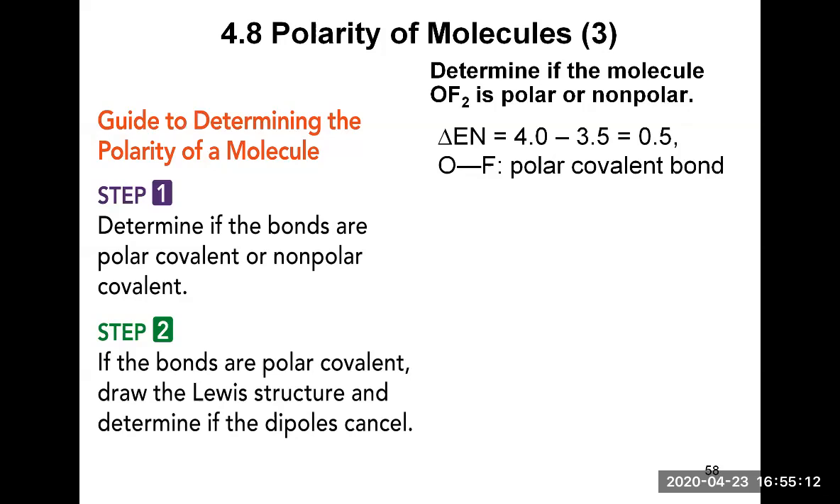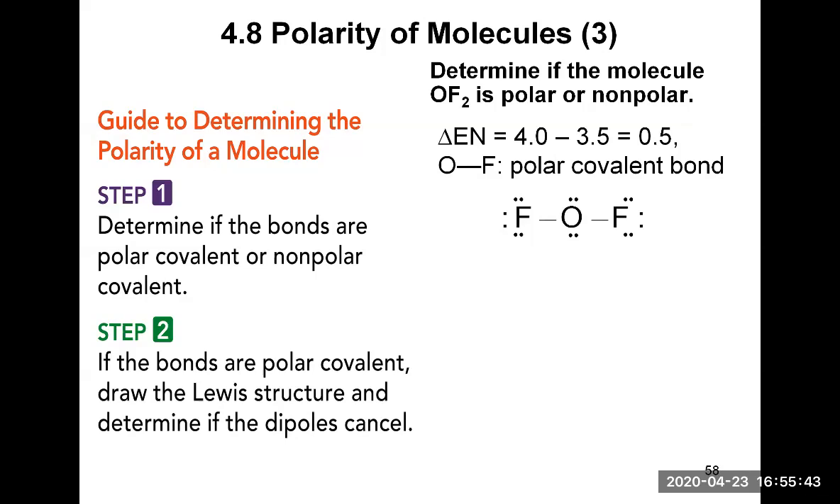Because we have polar bonds, we will need to determine the Lewis structure and the shape of the molecule and see if the polar bonds cancel or not. Once you have worked out the Lewis structure, it should look like this. Oxygen is in the center. It's surrounded by the two fluorines. There is a single bond between each fluorine and oxygen. And oxygen has two lone pairs.